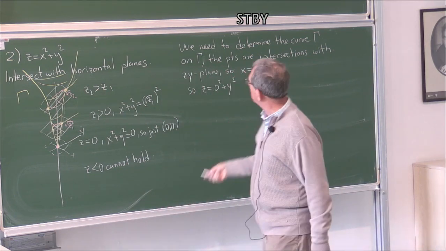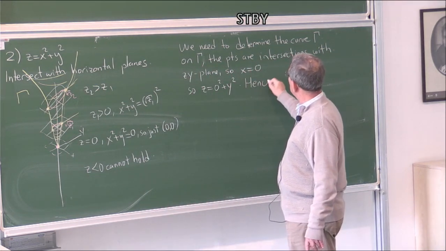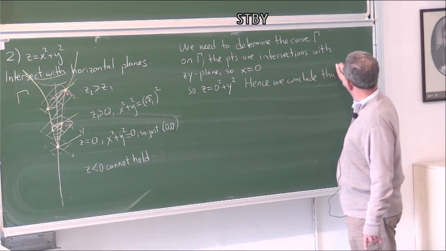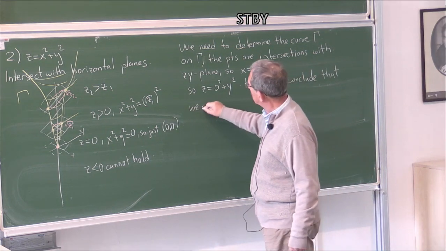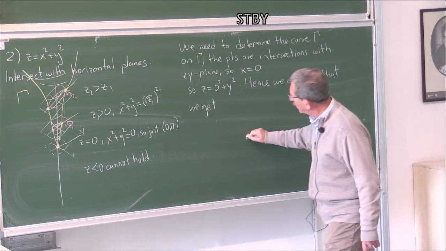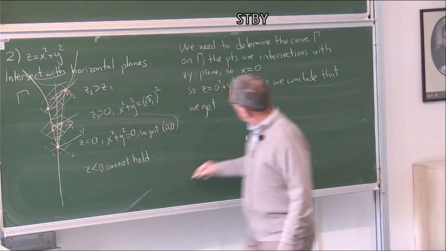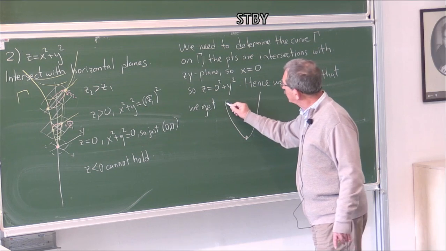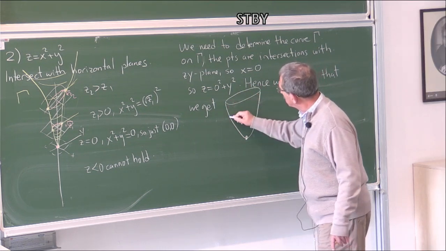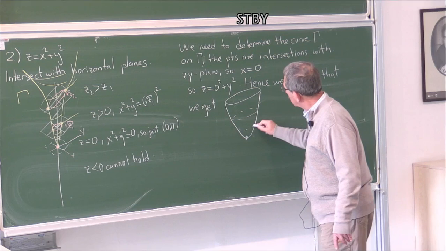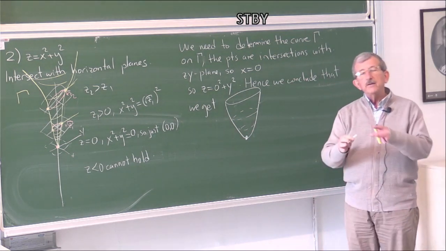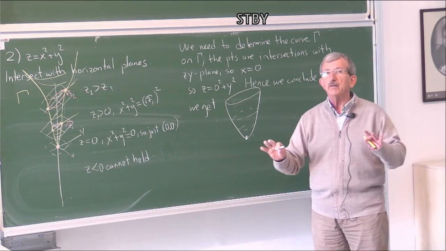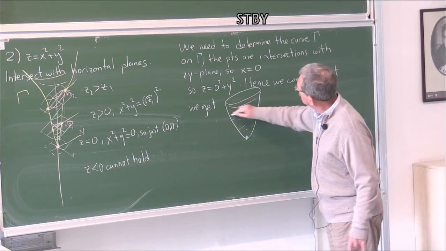Hence, we conclude that we get this: a single point at the bottom, and on the side we have a parabola, and here we have circles all the time. And because we are dealing with a surface, the inside is empty. There is nothing inside, so we get this.